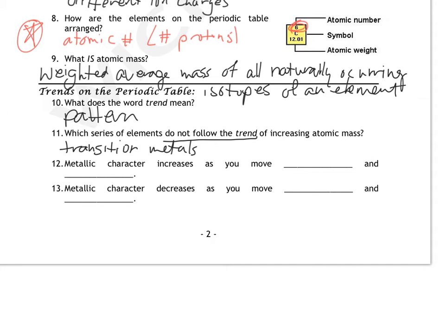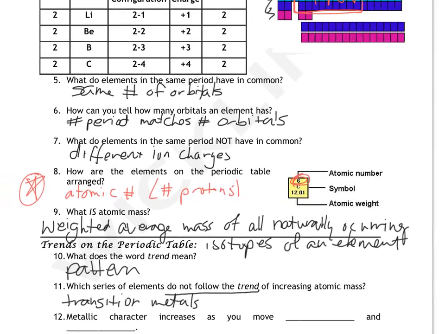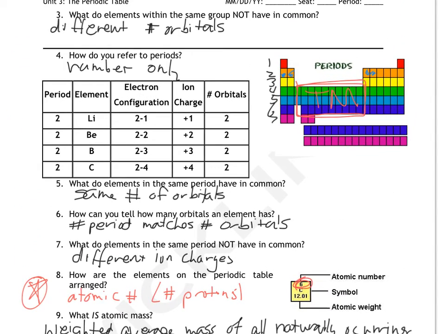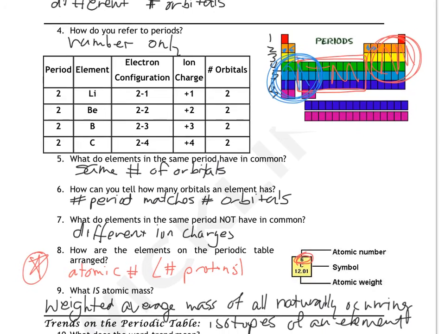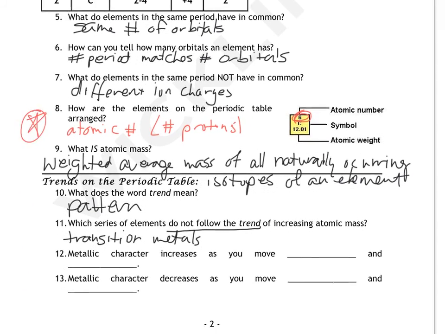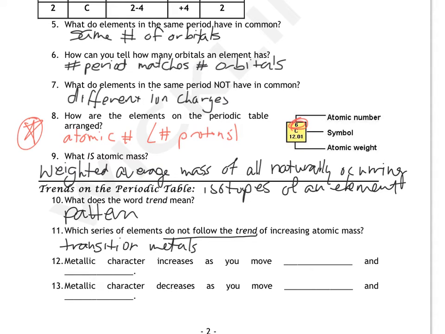In 12 and 13, it asked about metallic character going up and going down. So what I would ask you to consider is that your metals are all over here in this part of the table, and we have nonmetals up here. So nonmetals in the top right and metals in the bottom left. And that actually will give you the answer to this question, which says metallic character increases as you move blank and blank. So if metals are on the bottom left, then metallic character would increase as you move both down and left. But metallic character would decrease as you move towards the nonmetals.